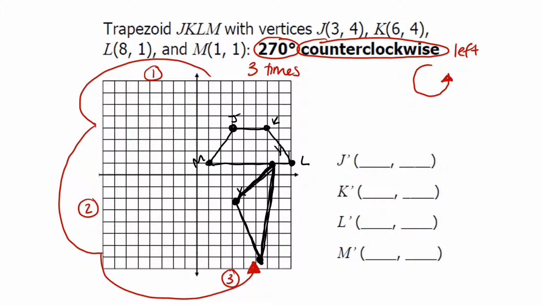When it comes to our actual points, we want to turn the points 3 times. So for point J, turning it 1 time would be 4, 3. Turning it 2 times would be 3, 4. Turning it again a third time would end up with 4, 3. For letter K, turning it 1 time would put us at 4, 6. Turning it 2 times would put us at 6, 4. Turning it 3 times would put us at 4, 6.